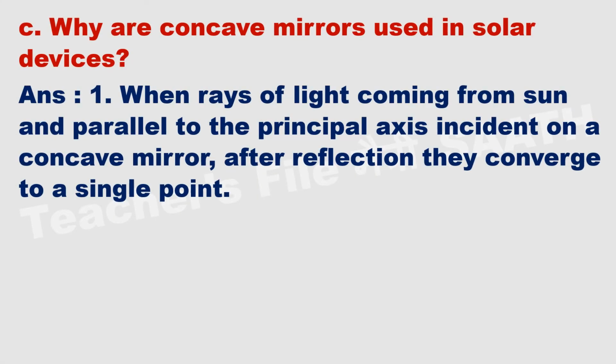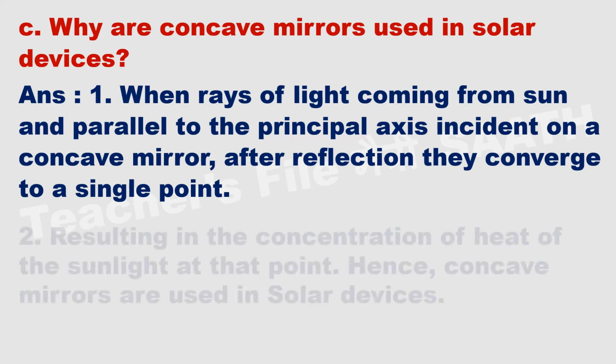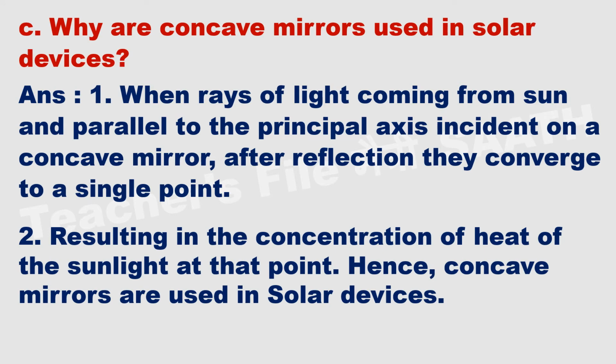Why are concave mirrors used in solar devices? Answer. When rays of light coming from the sun and parallel to the principal axis are incident on a concave mirror, after reflection they converge to a single point, resulting in the concentration of heat of the sunlight at that point. Hence, concave mirrors are used in solar devices.